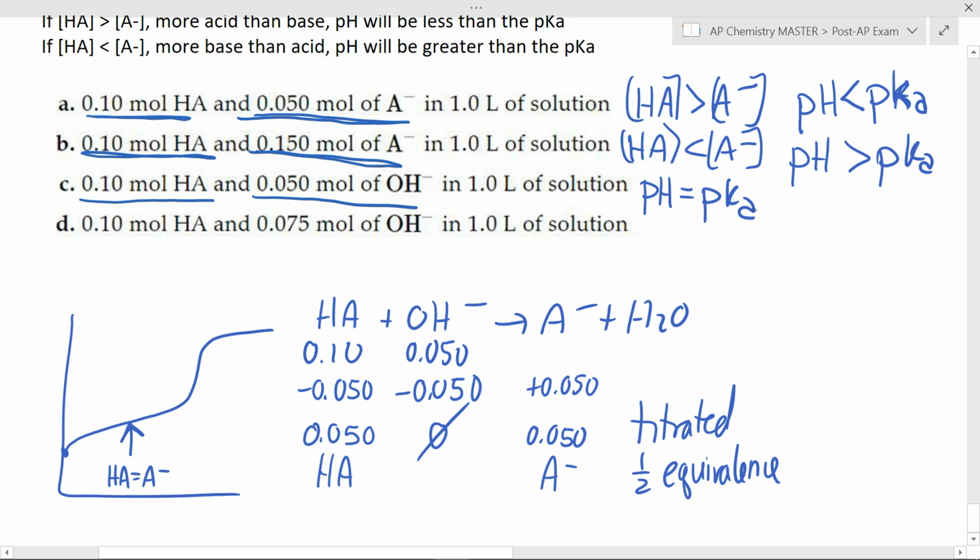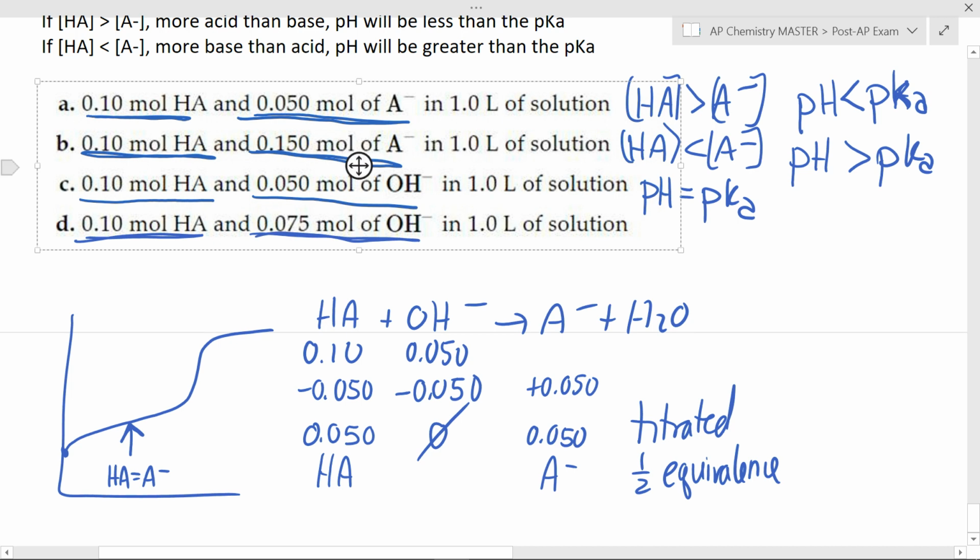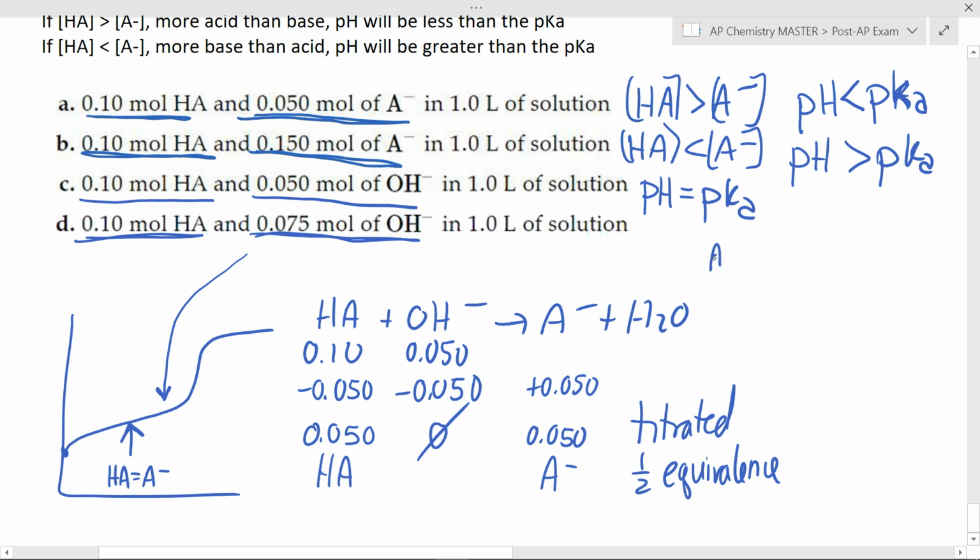And then this last one would be if I have 0.1 mole of HA and I added 0.075 moles of hydroxide. So let's actually look back at this titration curve again. That would be if instead of stopping at the half equivalence point, you went a little bit further and added even more base. So in this case, you'd have more of the conjugate base present than the acid. So your pH would be greater than your pKa.